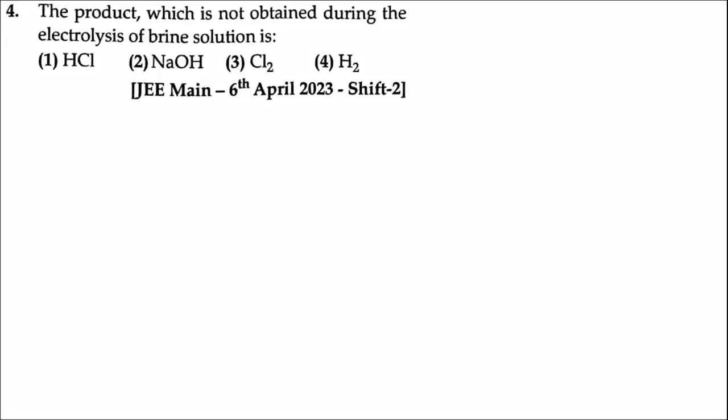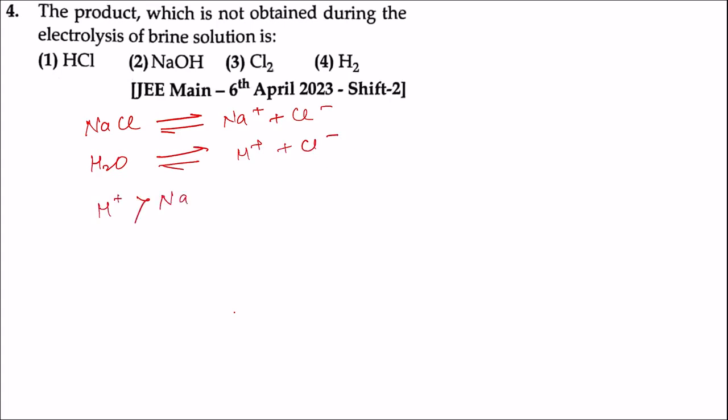The product which is not obtained during electrolysis of brine solution is, brine solution means NaCl solution. So NaCl present in the solution dissociates as Na+ and Cl- ion. H2O will dissociate in the solution as H+ and OH- ion. Now reduction potential value of H+ is greater than Na+. Therefore H+ accepts electron and it is liberated at the cathode as hydrogen gas.